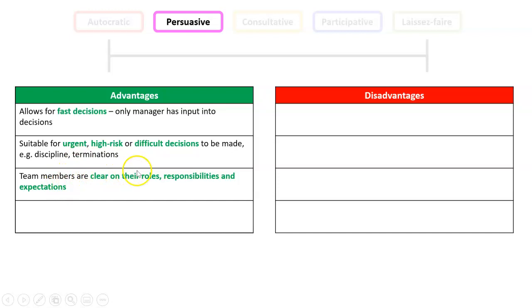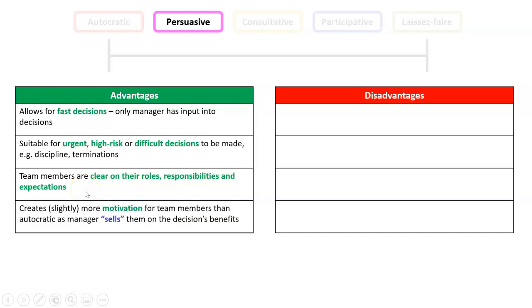Team members are clear on what they have to do, their roles, responsibilities and expectations, because they're just given very clear instructions. And lastly, we could say it's not going to create a lot of motivation, but it's going to create a little bit more motivation than an autocratic style would, because the manager sells people on the decision's benefits.